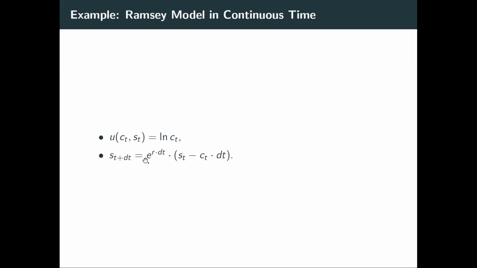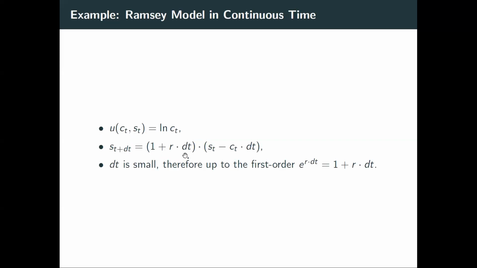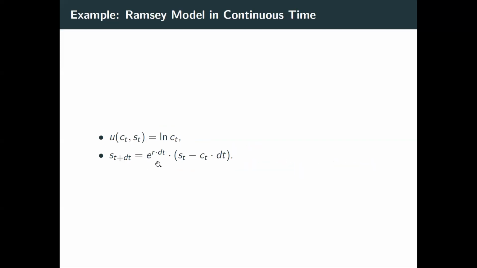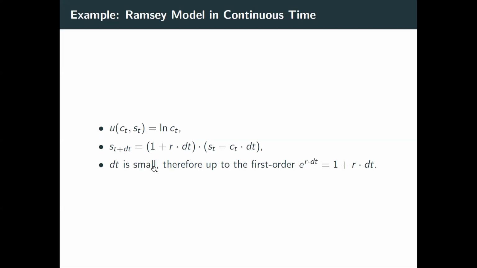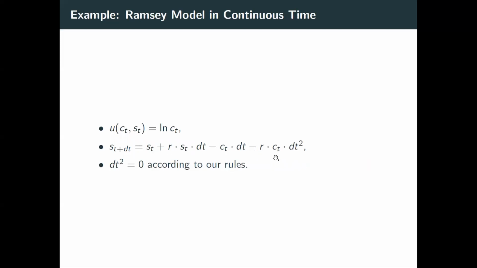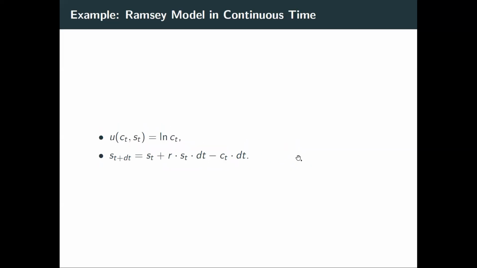The first approximation is for this: it's 1 plus r dt up to the first order. Remember, always only up to the first order. Then we can open the brackets. What do you see here? We'll have st, then summands of the first order, and the final one will be of dt squared. And remember, dt squared according to our rules is 0. So when we open the brackets, we can cancel this one out, and eventually it's like that.